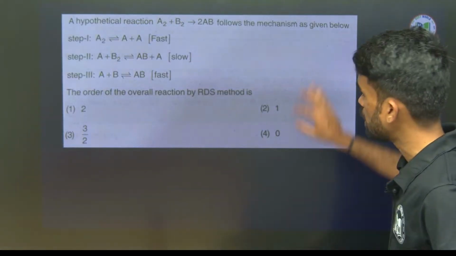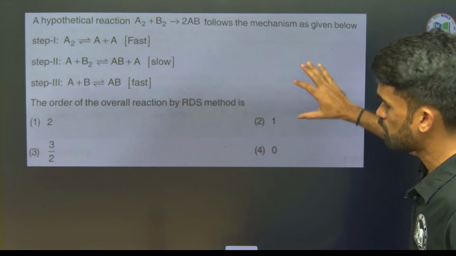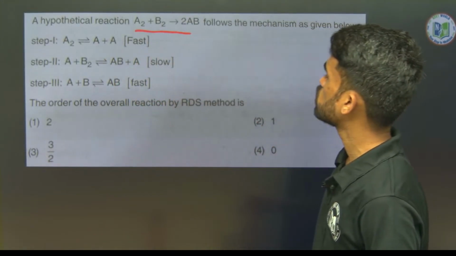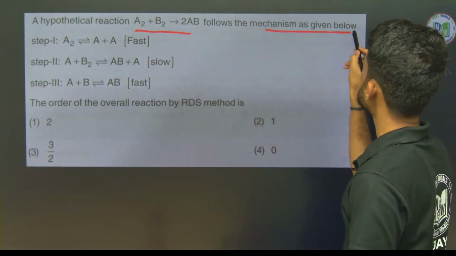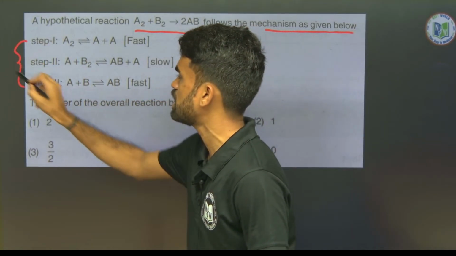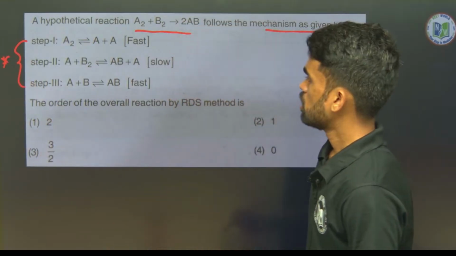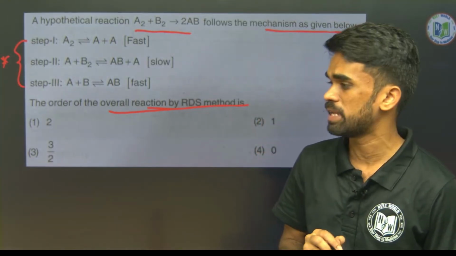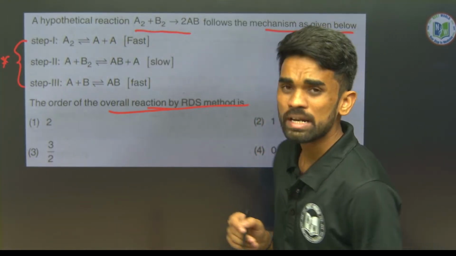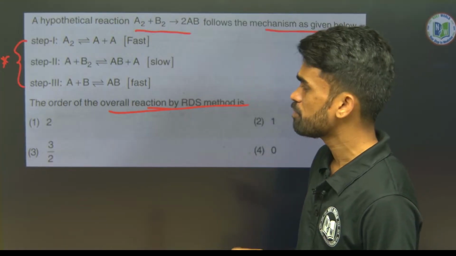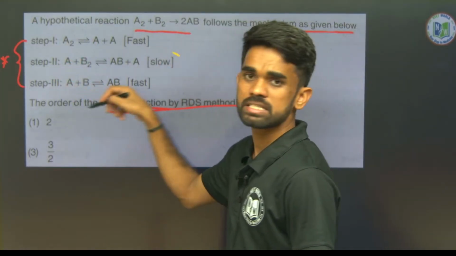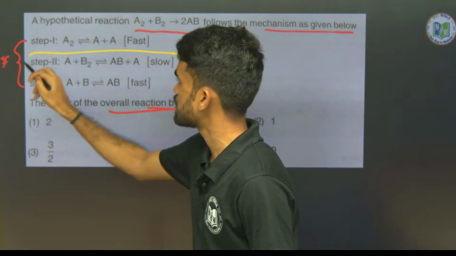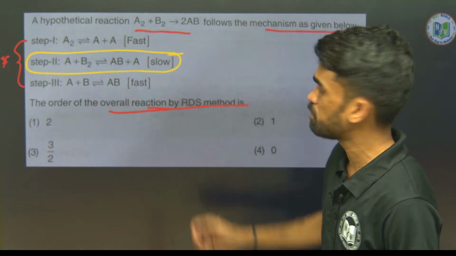Yesterday also I discussed this kind of model question. Look here: a hypothetical reaction A2 plus B2 gives 2AB and follows the mechanism given below. These are the 3 steps, very easy and important. The order of the overall reaction by the rate determining step (RDS) method. What is the rate determining step here? That is the slowest step in this reaction. There are 3 steps in the reaction, but the slowest step is this second step. So the rate determining step is this second step.